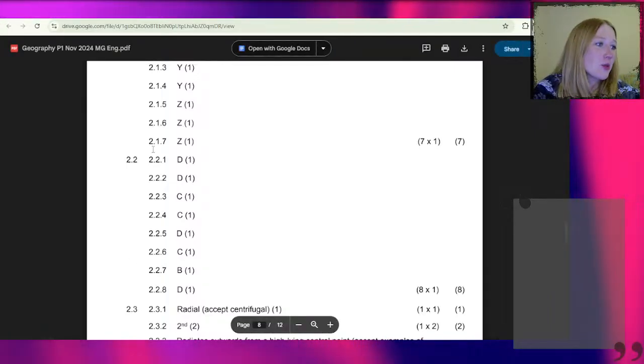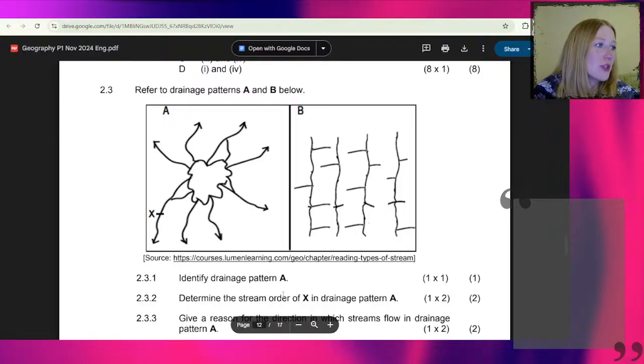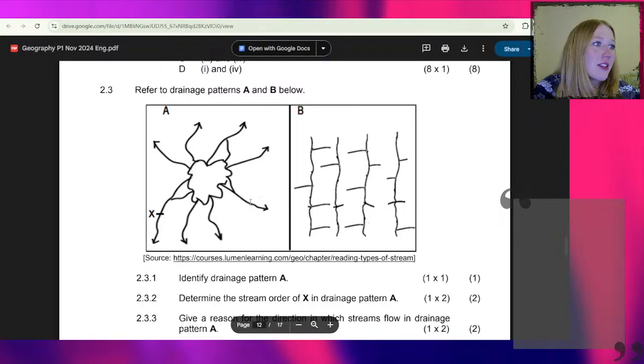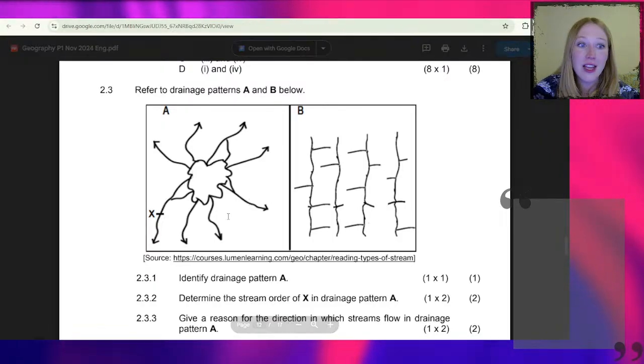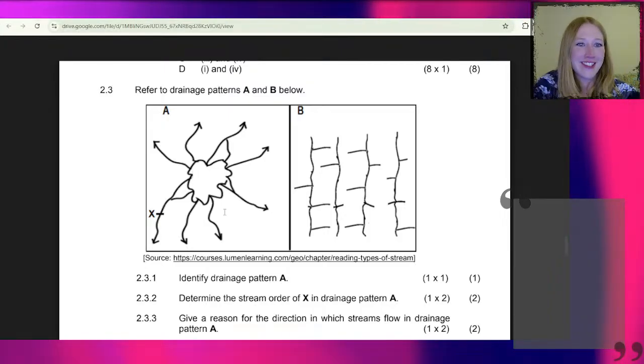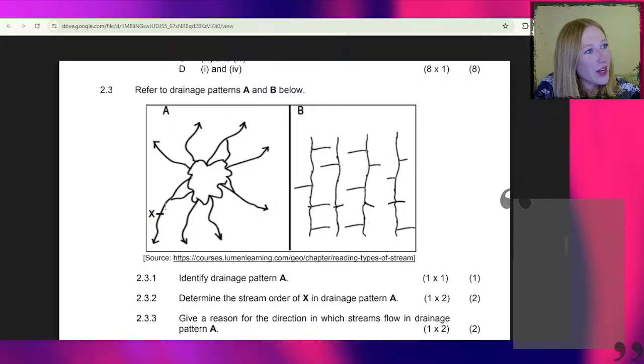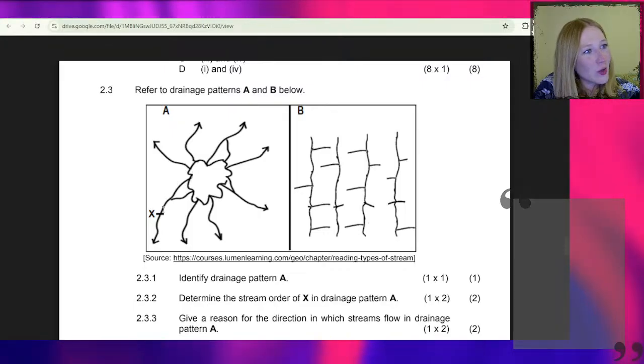Okay, and now we saw the second as well. I'm assuming that's stream order, right? Determine the stream order of X. Well, this one's much easier to count than the diagram we had earlier. I don't know if you guys agree. So we have one from there and one from there, and they join together to make it two, so that would be second or two.